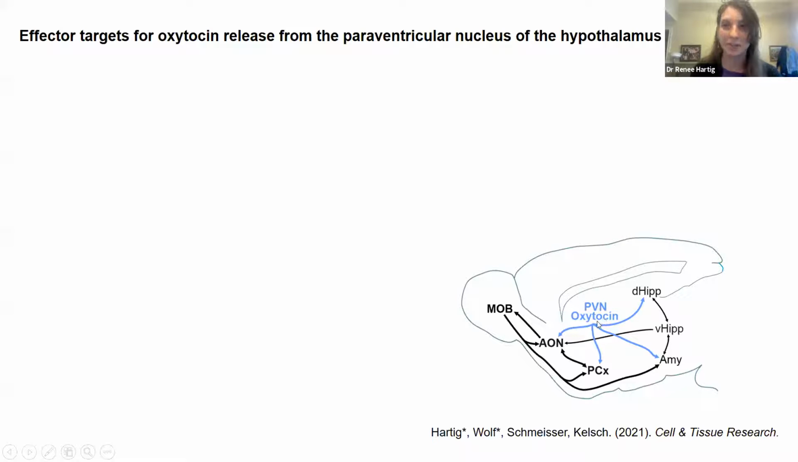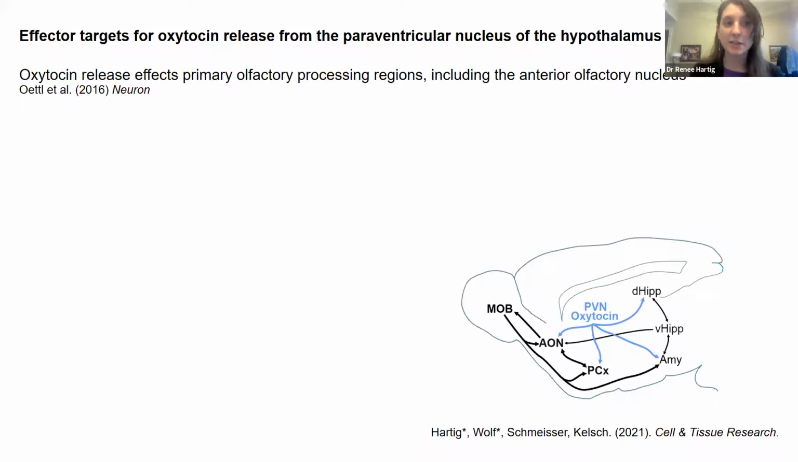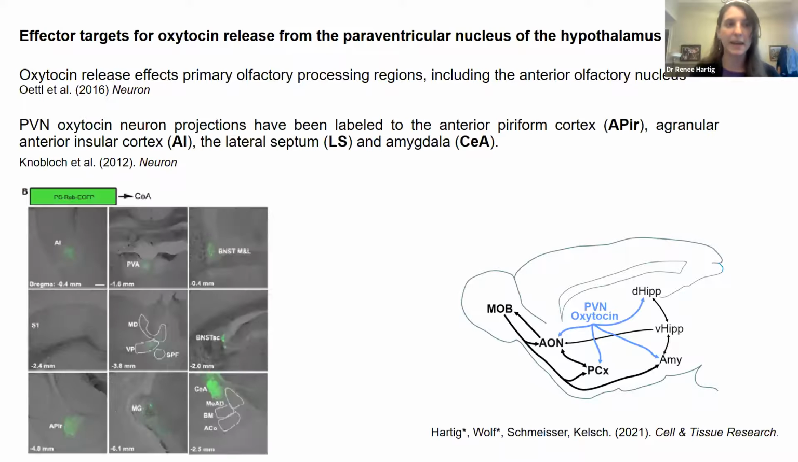So if we have oxytocin release, it might go out and affect different areas of the brain. The oxytocin release affects primary olfactory regions, including the anterior olfactory nucleus. And for the PVN, the hypothalamic oxytocin neurons, we can study their projections by looking at studies that have done viral injections that label from this area of the brain to its different effector targets. We can see, for example, oxytocin inputs that go to the AI, or agranular insula, that's anterior, and also to the amygdala.